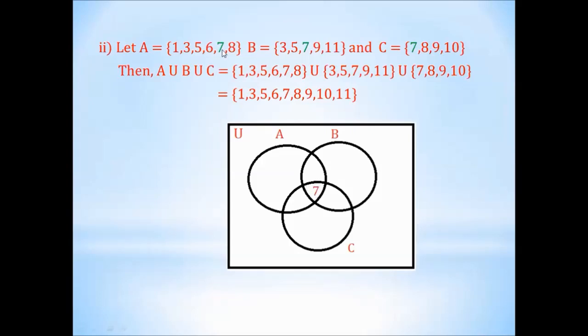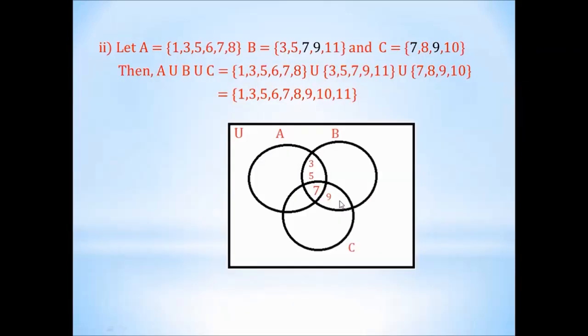Next, let's see what is common in A and B. In this part we will write the elements common in A and B. 3, 5, 7 are common in A and B. 7 we have already written, so 3 and 5 we will write in the remaining part. Similarly, what is common in B and C? In this part we will write elements common in B and C. You can see 7 and 9 are common in B and C. 7 we have already written, so 9 we will write in the remaining part. Similarly for A and C, 7 and 8 are common. 7 is already written, so in the remaining part of A and C, we will write 8 only.